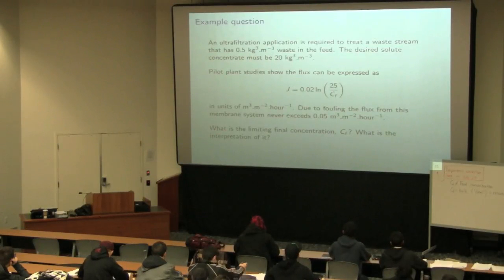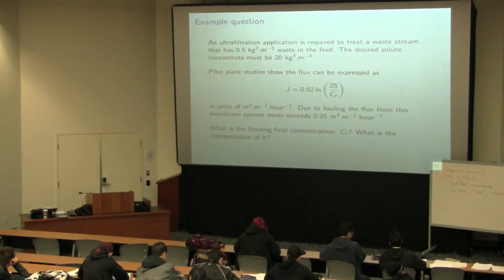Now, due to fouling, the flux from this membrane never exceeds 0.05 meters cubed per hour per meter squared. So that's, in other words, our limiting flux. What is the limiting final concentration CF, and what is the interpretation of it? So at the limiting flux, solve for the limiting concentration. What is the meaning of that limiting concentration? This is important to understand, what this equation gives us for when we're limited by the flux.